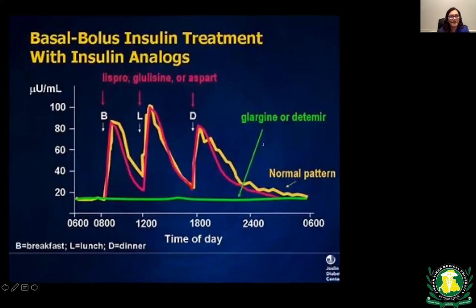This slide here again represents the same thing: as your glucose goes high, you want to match that pattern and give your insulin in the same way to cover for the high glucose.